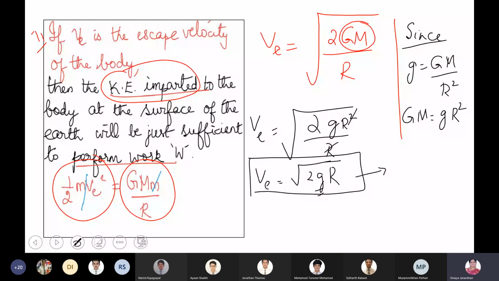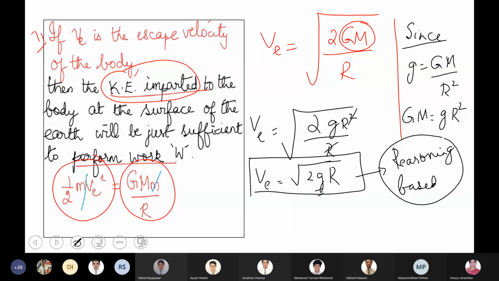Boys, your reasoning-based questions might be based on this concept. Why can you account for no atmosphere on the surface of the Moon? Because the value of g is very less. So in that case, the escape velocity is very less. Bodies can easily escape from the surface of the Moon. So you can expect a reasoning based question. The final expression.